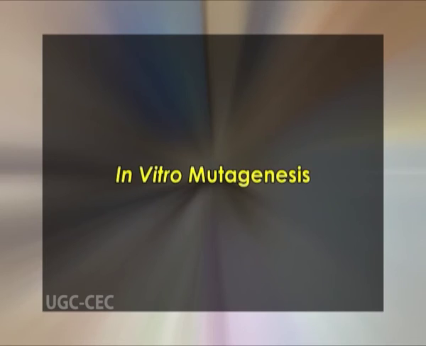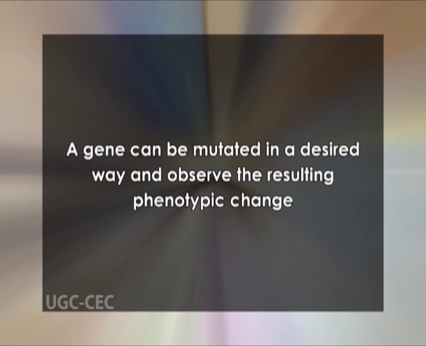In vitro mutagenesis. A gene can be mutated in a desired way and the resulting phenotypic change observed. A procedure called site-directed mutagenesis allows researchers to make very small specific changes in a DNA sequence, such as the substitution of one base for another, or the deletion or insertion of a very small number of bases.